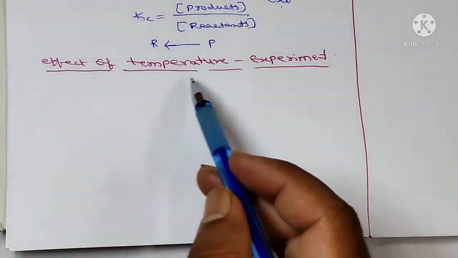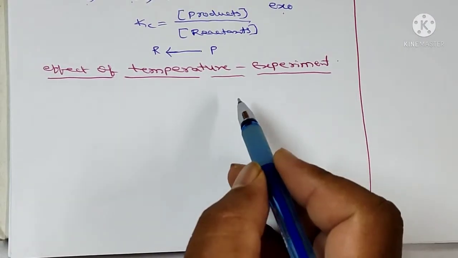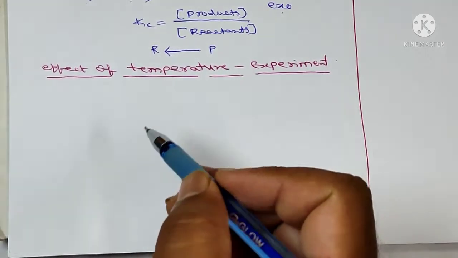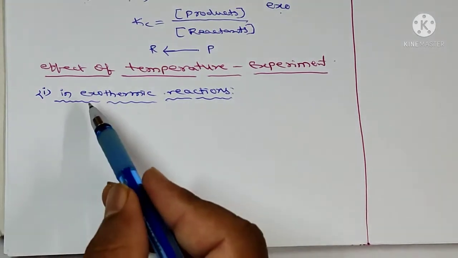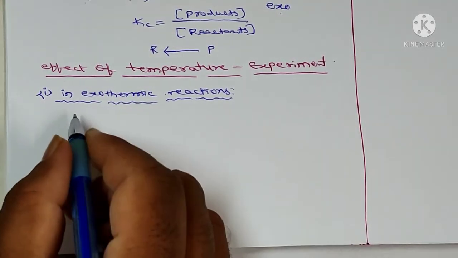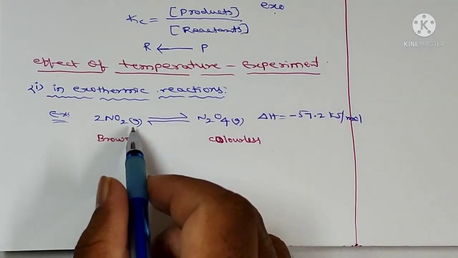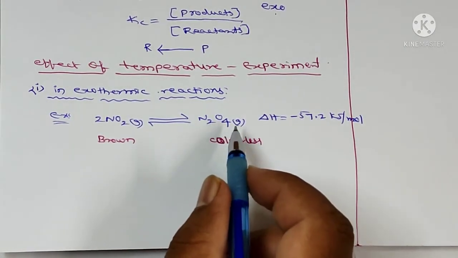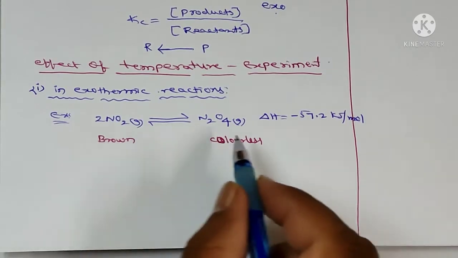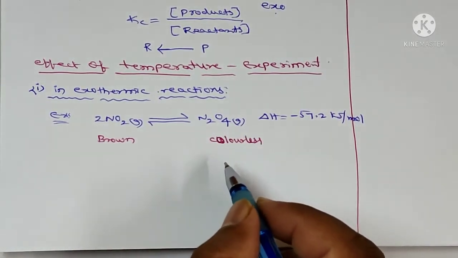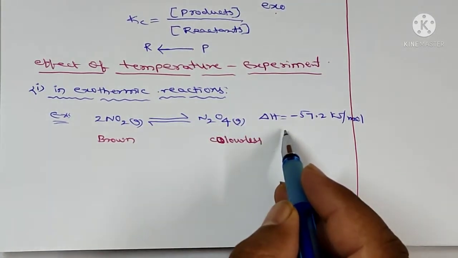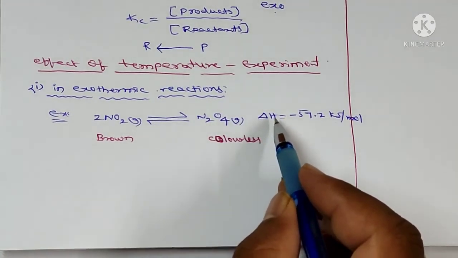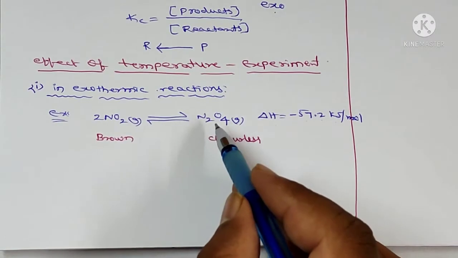Next, the effect of temperature experiment. Let us take one experiment to prove that there is an effect of temperature on equilibrium. Here, brown color NO2 gas dimerizes into colorless N2O4 gas. NO2 gas is brown and N2O4 gas is colorless. This reaction is exothermic, with delta H equal to minus 57.2 kilojoule per mole. So the delta H is negative and it is an exothermic reaction.